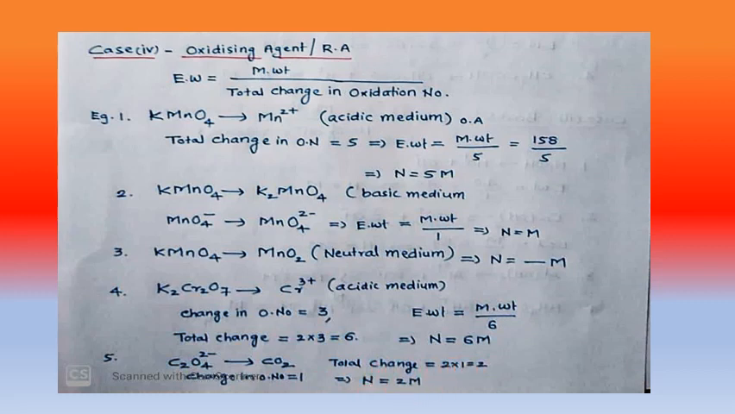Dear student, in total I have discussed here 4 cases. Case 1 for acids, second case for bases, third case for salts, and fourth case for oxidizing agent or reducing agent. This is very important data for you. Try to remember and try to understand the data given to you. Okay students.